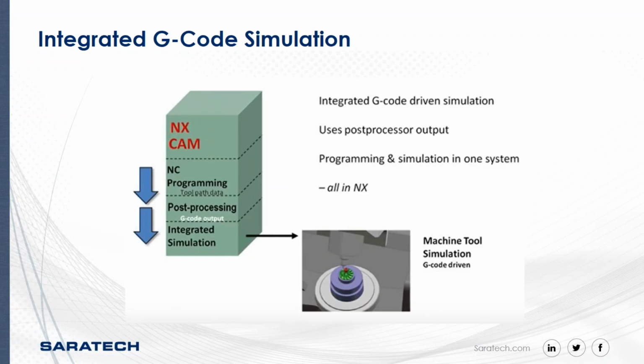The integrated G-code simulation, the ISNV, what that does is it uses NX-CAM and it uses the post-processor output and then programming and simulation in one system, and it's all done in NX. And what we have here in this tier is NX-CAM, then we have our NC programming toolpath data, post-processing, and then that post-processed data is then used in this integrated simulation and it drives the machine tool simulation. So it's exactly what's going to be done on the machine tool itself.